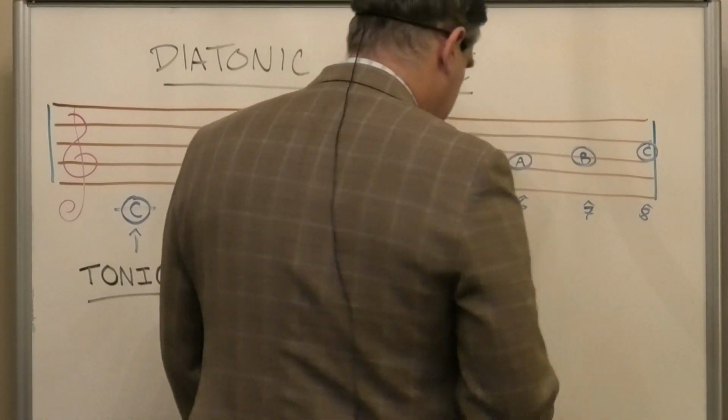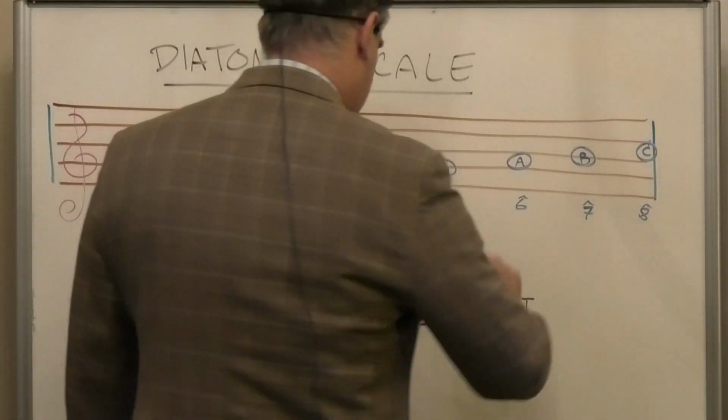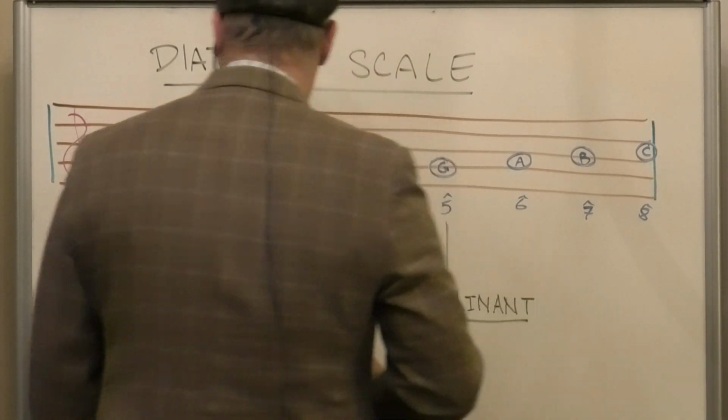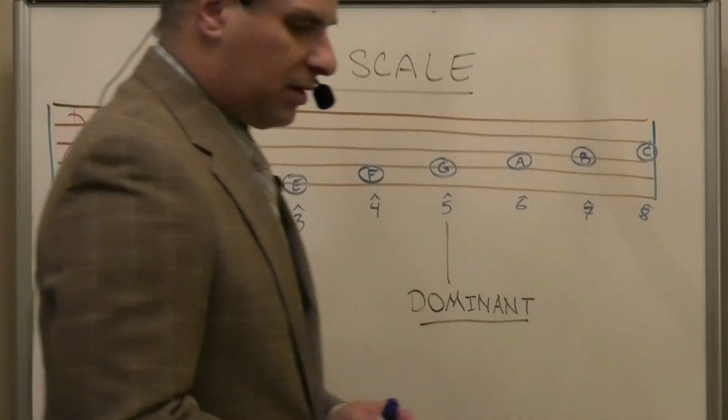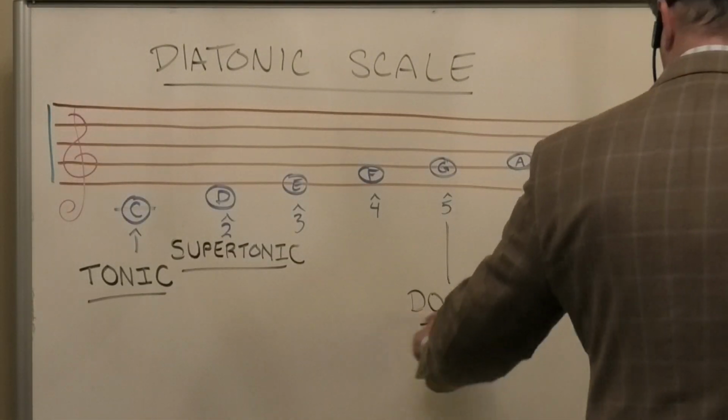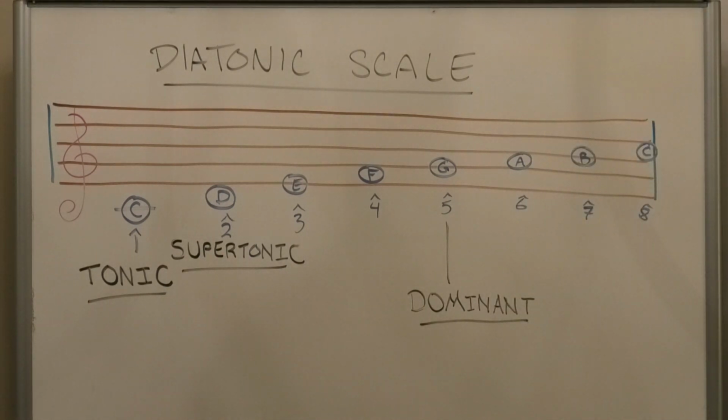Very important. Dominant. Scale degree 5. Dom from domain. Because if we build a chord off the 5, scale degree 1, 2, 3, 4, 5, that takes us home. How many symphonies end like this?